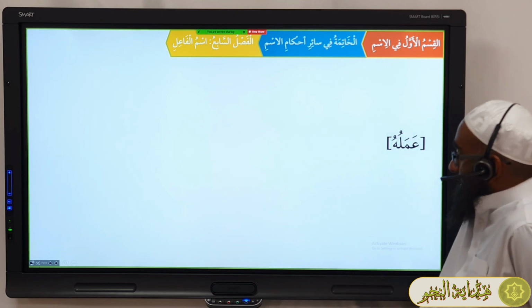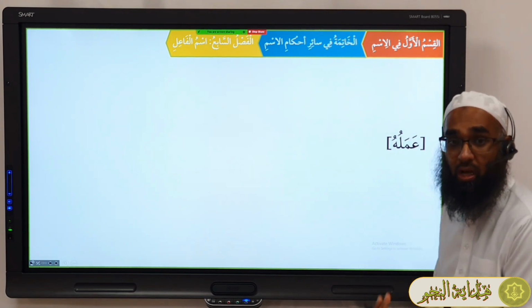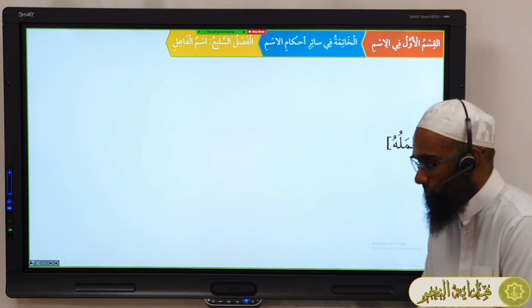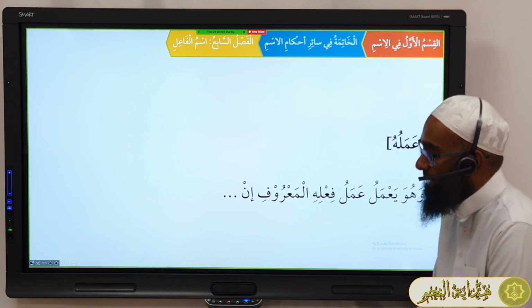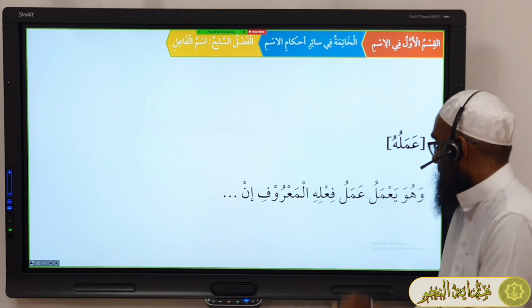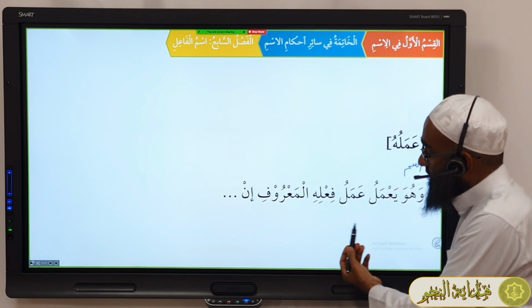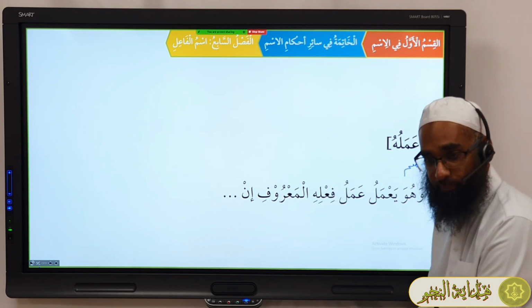Now here's where the main discussion starts. Amaluhu. What amal, meaning what governance, and how does it do amal and affect the i'rab of the words after it? وهو يعمل عمل فعله المعروف. Huwa, the ismul fa'il, it behaves and it governs other words just like the fa'il ma'roof.